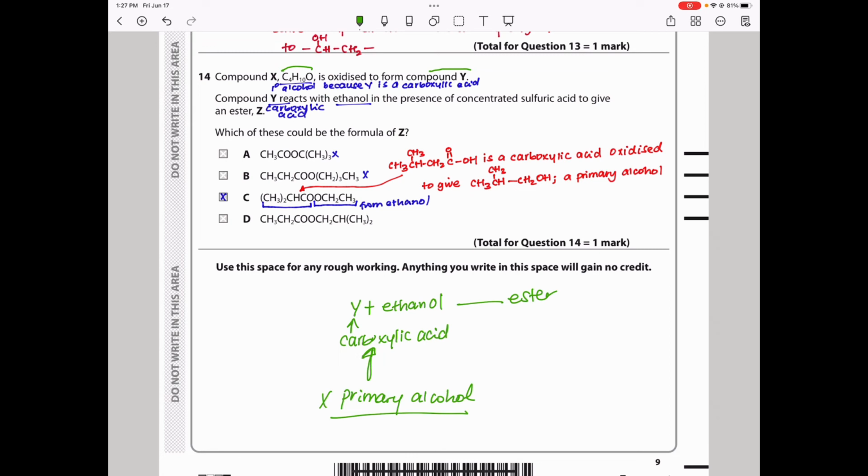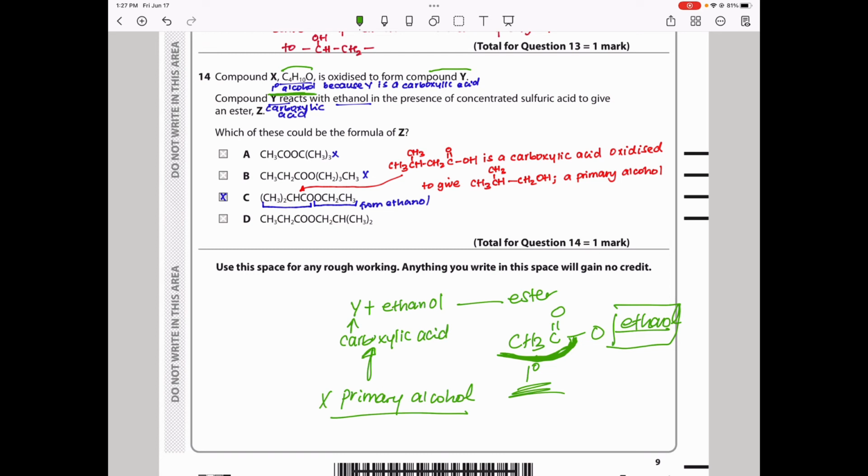Ester Z can never have a group like, if we assume this is CH3CO and then the other group, this group can never be secondary, it can never be tertiary. It should be only a primary possibility. In this case, this is going to be ethanol. But the part that was oxidized, this part here, could never have been a secondary or a tertiary alcohol. It should be primary alcohol only, like I concluded here. So the alcohol should have been primary.